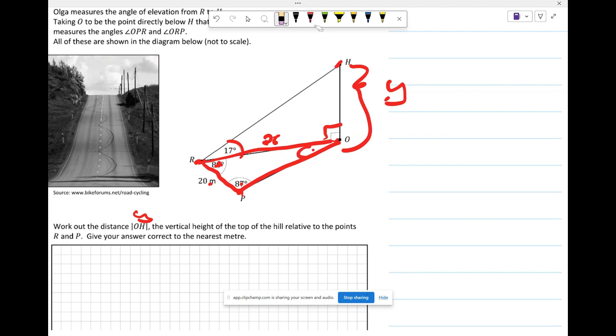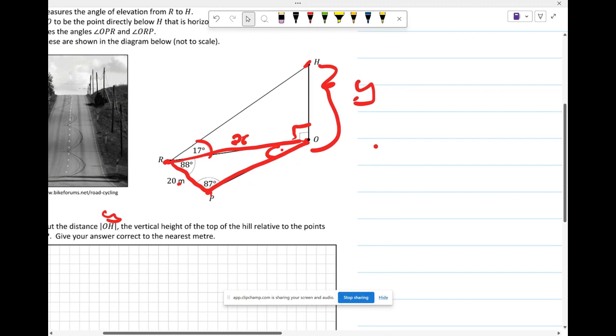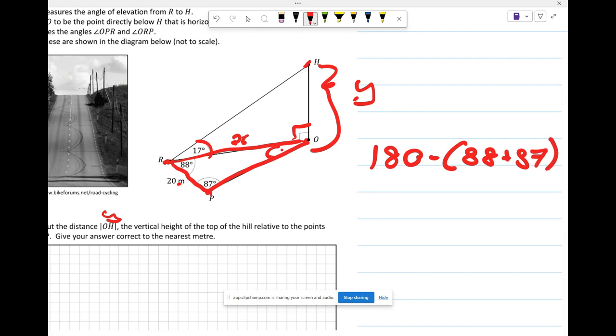Well, this angle is in a triangle, and all angles in a triangle add up to 180 degrees. So if we do 180 minus 88 plus 87, that will give us 5 degrees. So we know this angle in here is 5 degrees, and now we can use the sine rule with 20 and with 87 to find x.